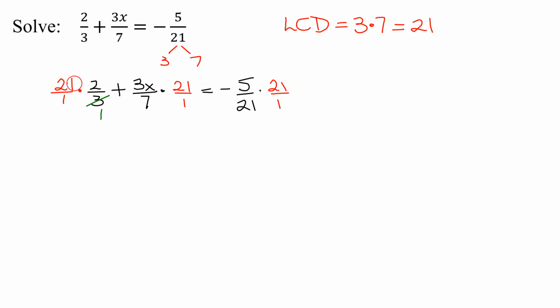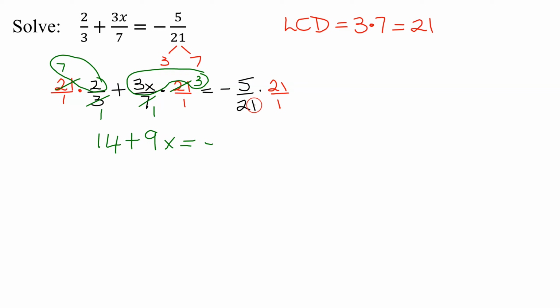3 divides into 3 one time, into 21 7 times. So I have 7 times 2 is 14. Plus 7 goes into here once, into 21 3 times. So I have 3 times 3x. 3 times 3 is 9. So I'm going to get 9x equals negative. The 21's reduce out. So I'm just going to get left with -5. So now I've got rid of all my denominators.